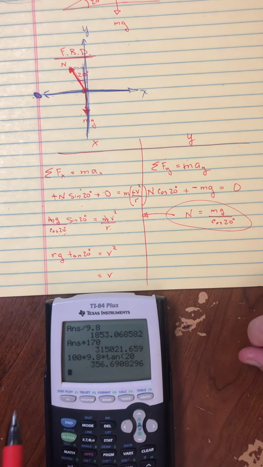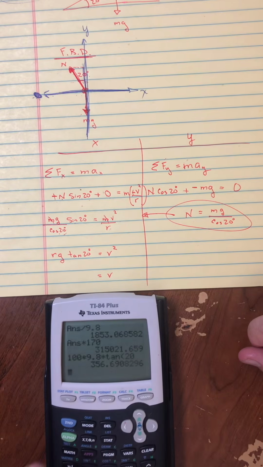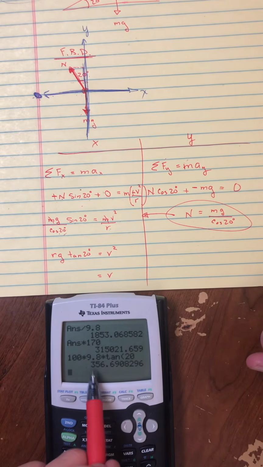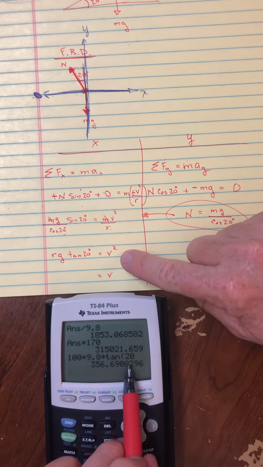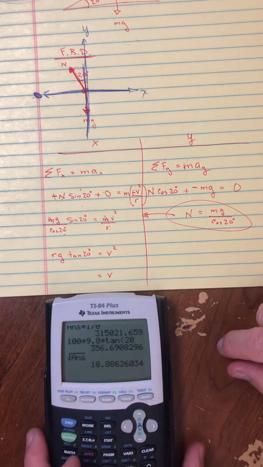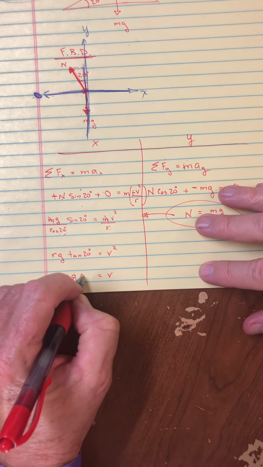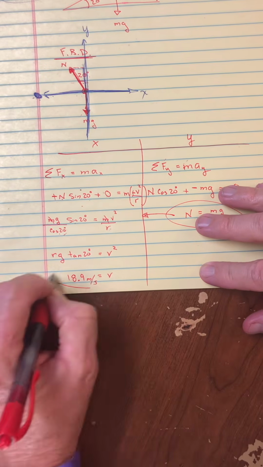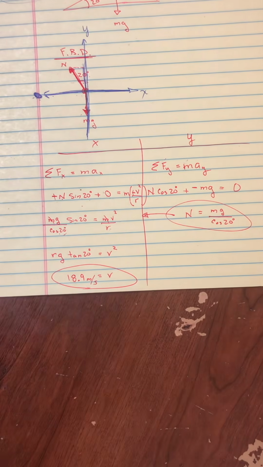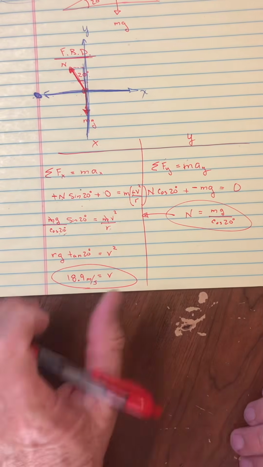And I might just want to take a look. Yep, I'm in degrees. Okay, and so that would be v squared. And then I can take the square root of all of that, and we're looking at about 18.9 meters per second.